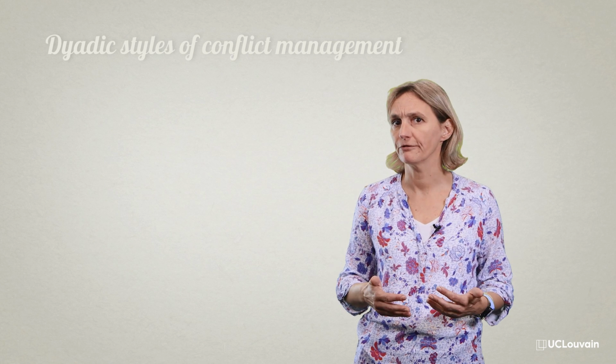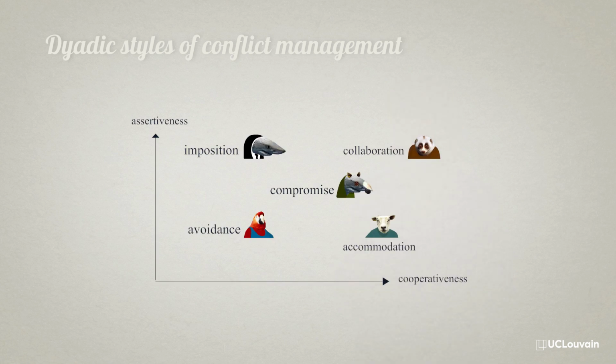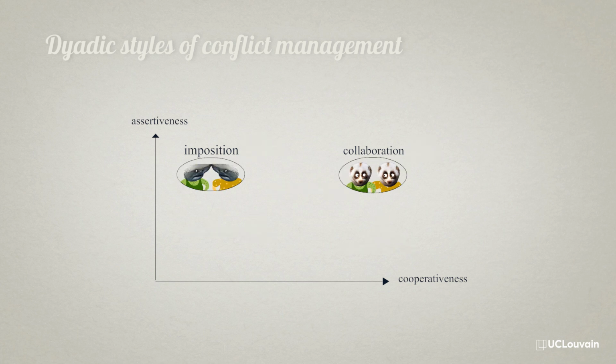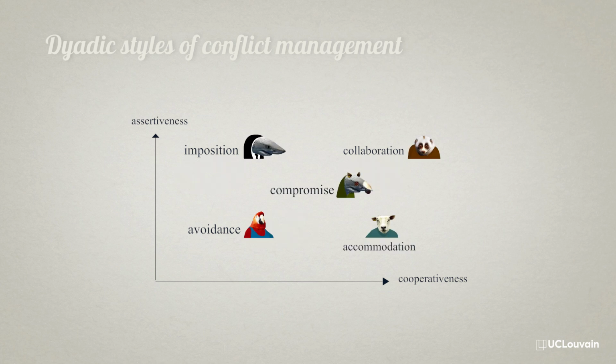Clearly then, these first 3 styles do not differ that much from what was proposed by Thomas Kilmann, except for the fact that the dyadic styles are displayed in the interaction in a similar way by the 2 partners. Whereas in the Thomas Kilmann model, the styles adopted by the partners can potentially be very different, with, for example, one partner seeking to set up collaboration, while the other sees conflict only as a form of competition, in which it is advisable to impose oneself.